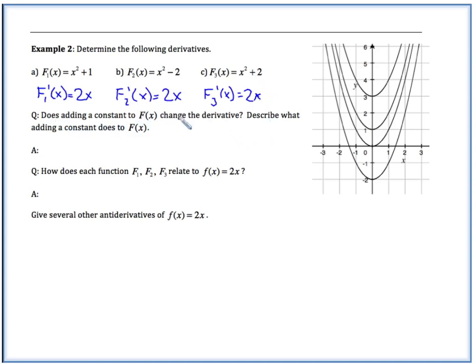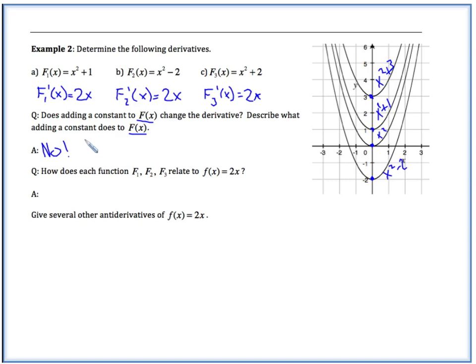So, does adding a constant to our function, f of x, change the derivative? Well, no, it doesn't. Describe what adding a constant does to your function. Well, here we have the graphs. Here is x squared. Here would be x squared plus 1. Here's x squared plus 3. Here's x squared minus 2. So adding these constants, all it does is shift this function up or down. You can see here that it's exactly the same graph except it's been shifted.